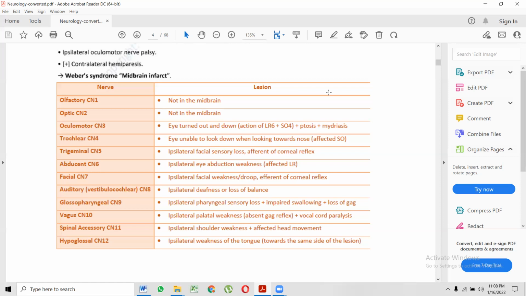Remember that all the extraocular muscles of the eye are supplied by the oculomotor nerve except two muscles. One is the lateral rectus and one is the superior oblique. Except these two muscles, all the extraocular muscles of the eye are supplied by the oculomotor nerve.